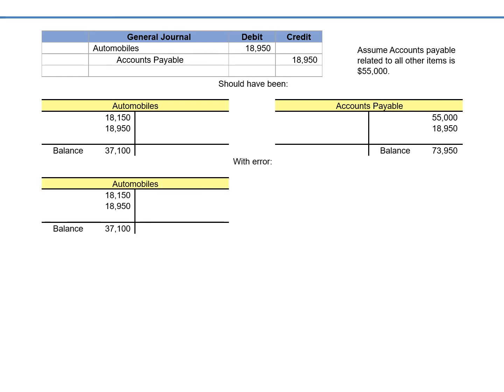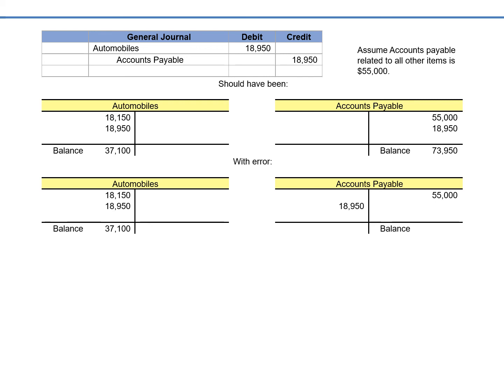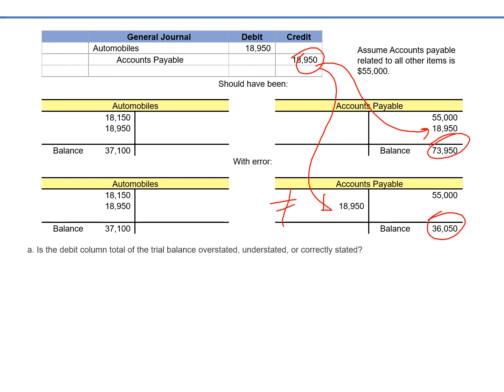But here's what happened. Our automobiles, nothing changed, right? That all got recorded correctly. But our accounts payable, rather than posting this $18,950 credit to the correct side of the T account, we posted it to the incorrect side, right? Wrong. And so what's happened is our ending balance in our accounts payable is $36,050 when it should be $73,950.